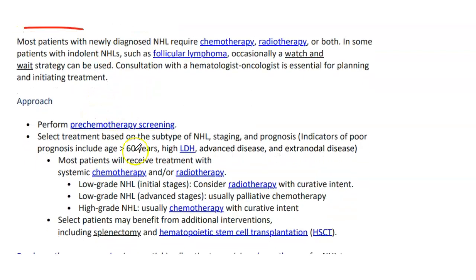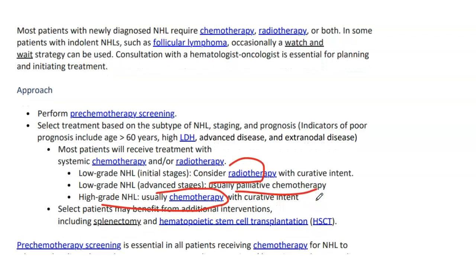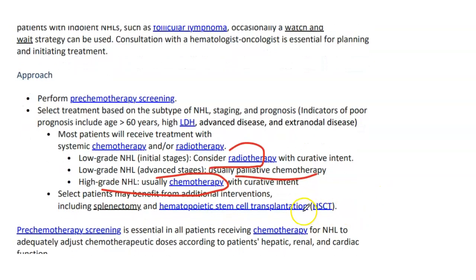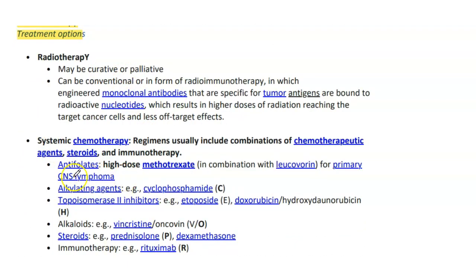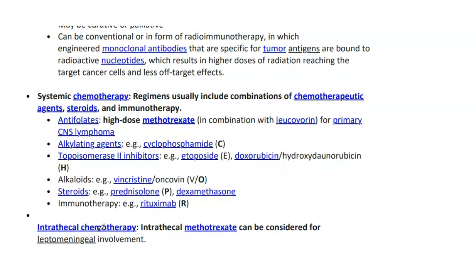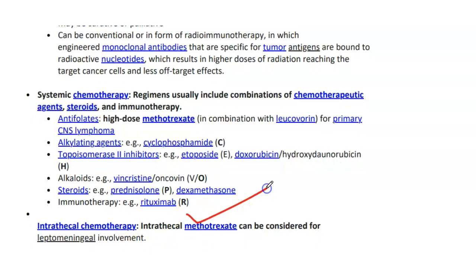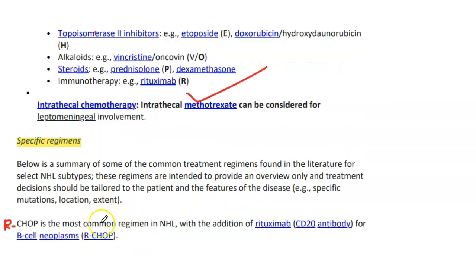Treatment approach: for low grade we consider radiotherapy with curative intent, while for high grade, chemo is usually given with curative intent, while in low grade advanced stage, palliative chemo is usually given. Selected patients may benefit from splenectomy and hematopoietic stem cell transplantation. Medical therapy: we have radiotherapy and then chemotherapy. In chemo we have antifolates, alkylating agents, topoisomerase 2 inhibitors, alkaloids, steroids, and immunotherapy. Intrathecal therapy like intrathecal methotrexate can be used for leptomeningeal involvement. R-CHOP is the most common regimen used in NHL, in which R is rituximab, which is used for CD20 positive B cell neoplasms.